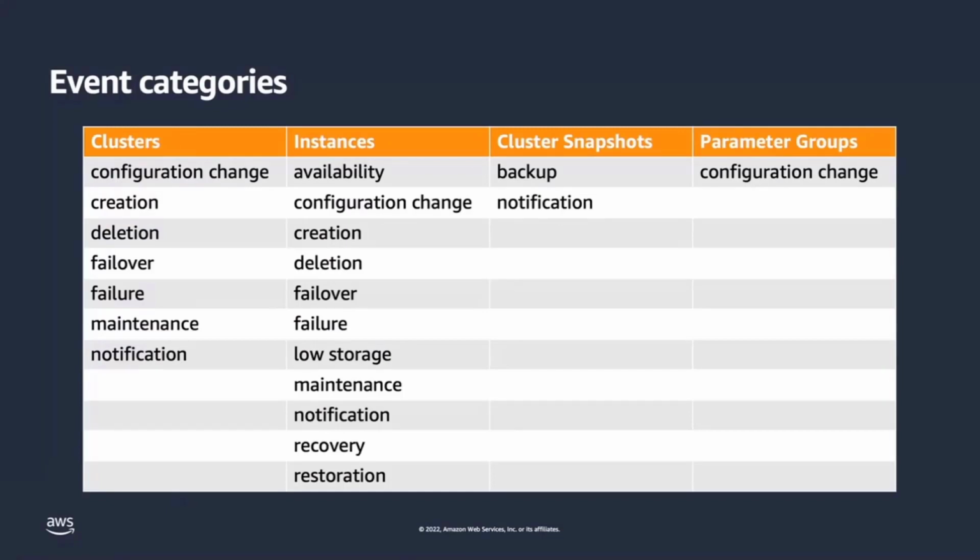So briefly, here are the different categories, right? I mentioned the clusters, instances, cluster snapshots, parameter groups, and the specific events in each of these categories. For example, the maintenance event in clusters, right? That's going to get generated whenever some kind of maintenance occurs, such as patches being applied to the service. Or parameter group configuration change, right? Anytime someone has modified the value of a parameter in a parameter group, that's going to generate a configuration change event in the parameter groups category.